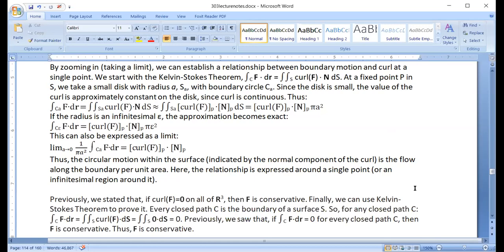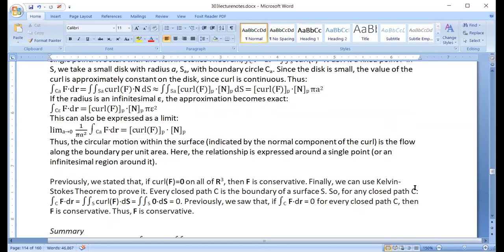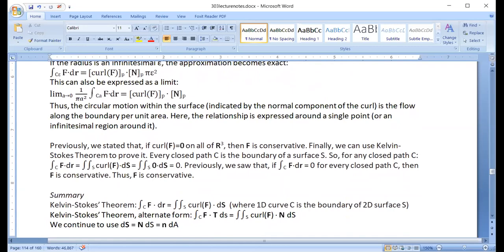Okay, so that was Kelvin-Stokes theorem. Let's just take a moment to sum up in broad strokes what we know. Here's Kelvin-Stokes theorem. Ta-da. The integral over the curve C of f dot dr is the double integral over the surface S of the curl of vector field f dot dS, where your one-dimensional curve C is the boundary of a two-dimensional surface S.